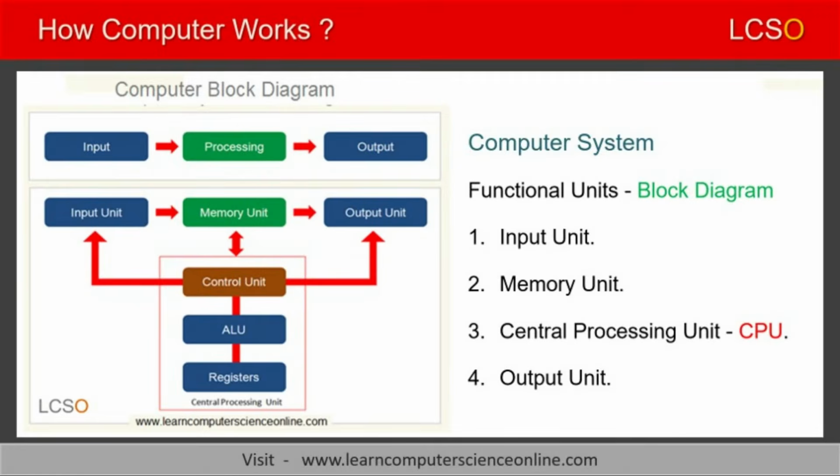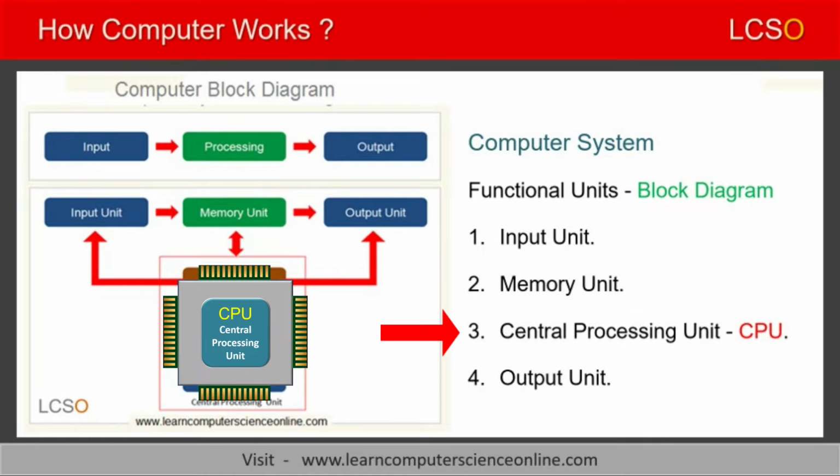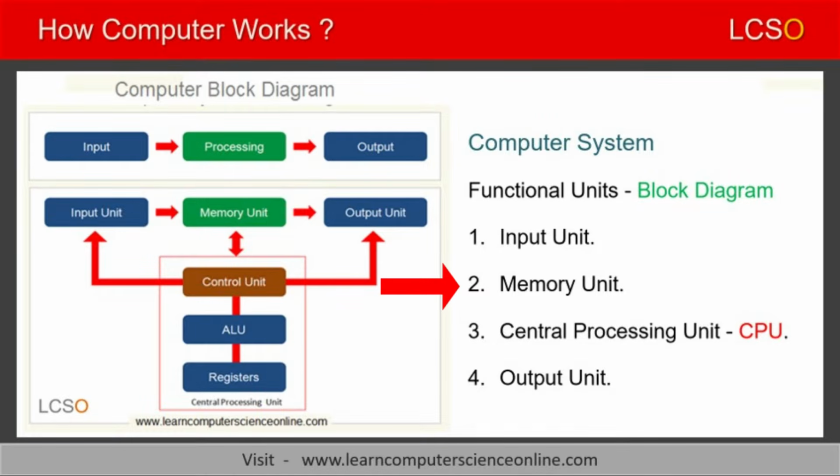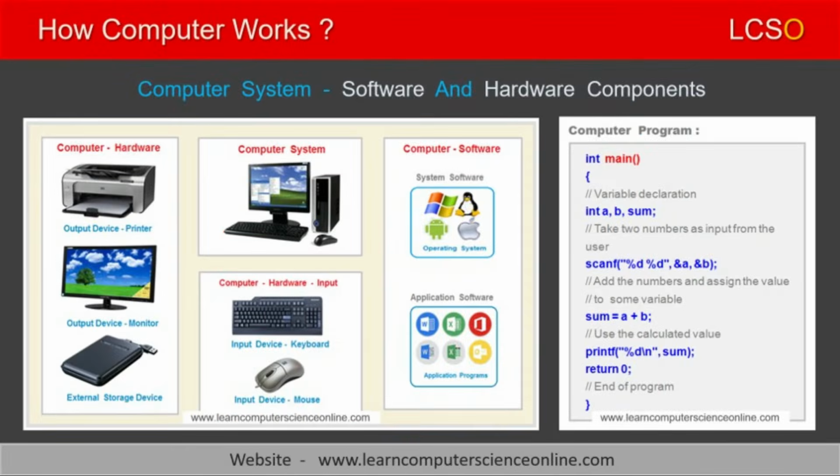Let me explain this with the help of a computer block diagram. The computer's 4 functional units include, first, input devices; second, the central processing unit, also called a microprocessor; third, a memory unit, which is used for storing the data; and fourth, output devices, used to present the data to the user. All right, so far, we have covered the hardware and software part.